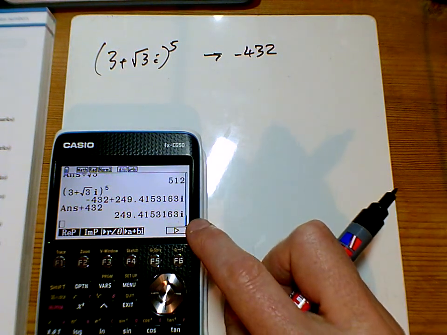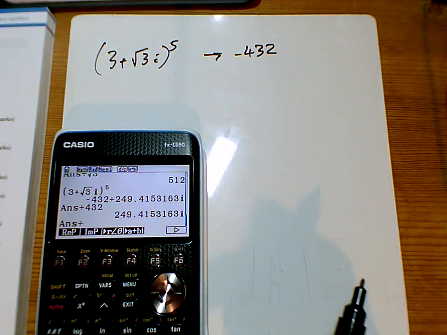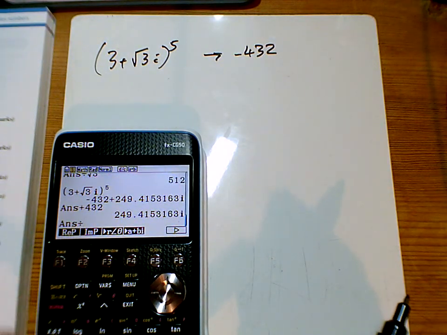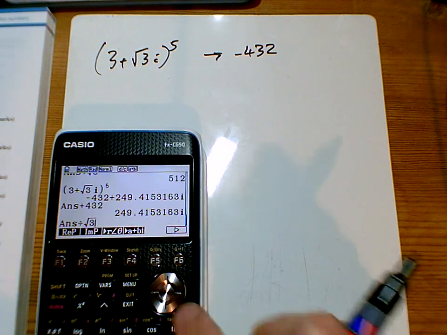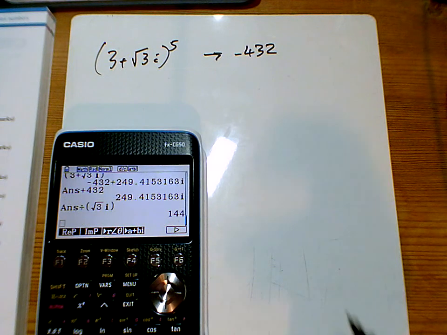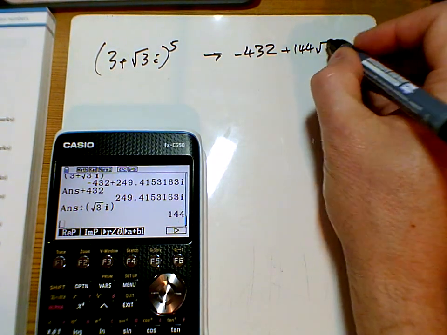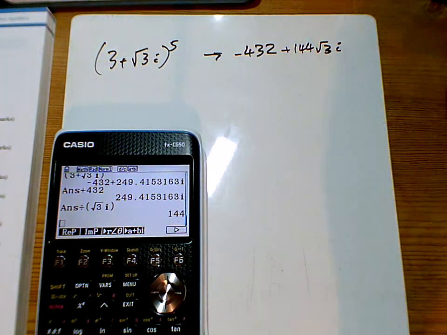Now, when I'm looking at that, we know it's going to have something to do with root 3's in it, so why don't we just divide that by root 3 and see if we can spot what it's going to be. Yeah, it's going to need to be root 3i to get rid of the i as well. 144. So we can spot that it's 144 root 3 i's there just by playing about on the calculator there.